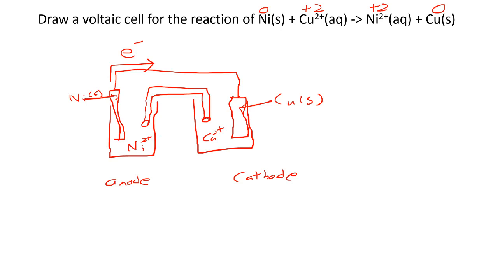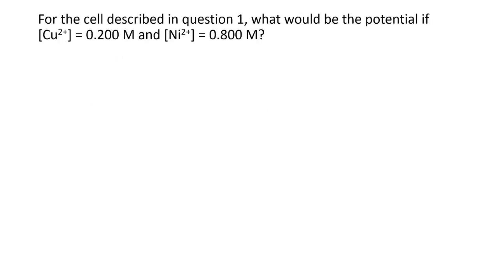Let's look at a follow-up question to this, though. For that cell I just wrote, let's see what the potential would be if the copper 2 plus had a concentration of 0.2 molar and the nickel 2 plus had a concentration of 0.8 molar. So we're going to start by finding the standard cell potential first.